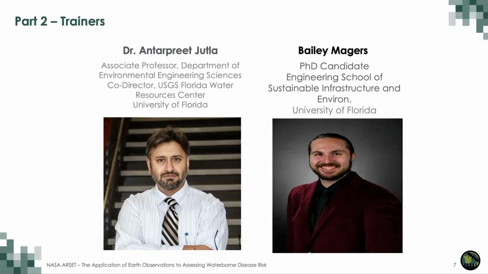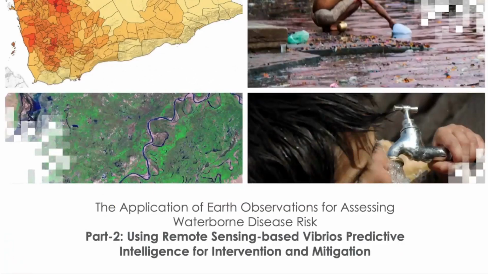He has developed a predictive model for cholera that is currently being used in many countries around the world, such as Haiti, Kenya, and Yemen, to help public health officials make informed decisions on mitigation of cholera. Following the success of these initiatives, he has been focusing on developing a similar model for vibriosis cases in the United States. So with that, I invite Dr. Jutla and Bailey Majors to talk about using remote sensing based Vibrio predictive intelligence for intervention and mitigation.